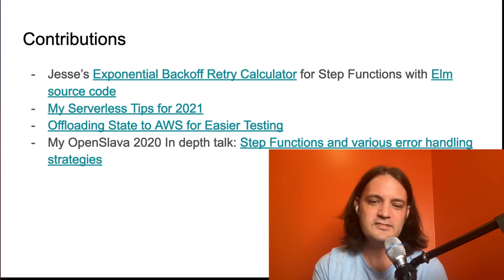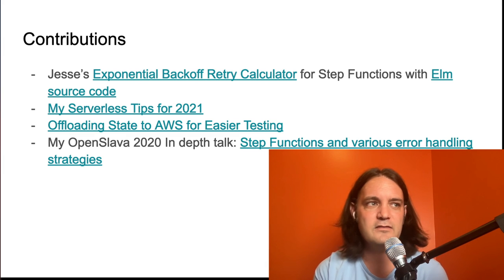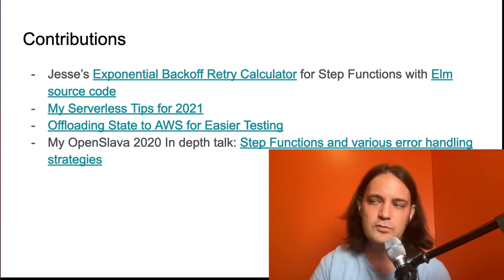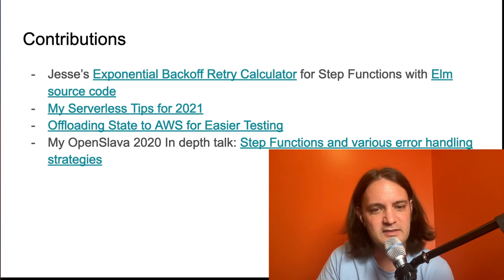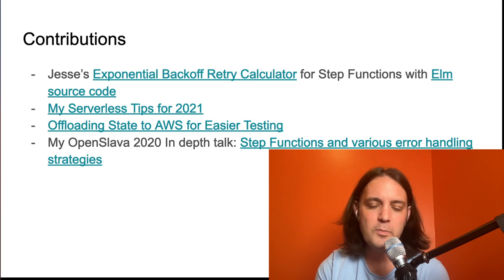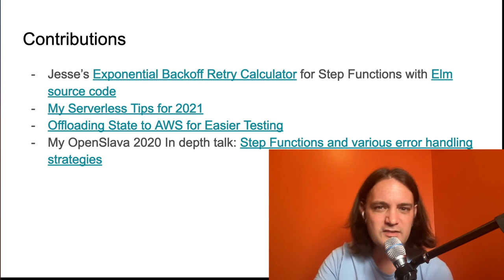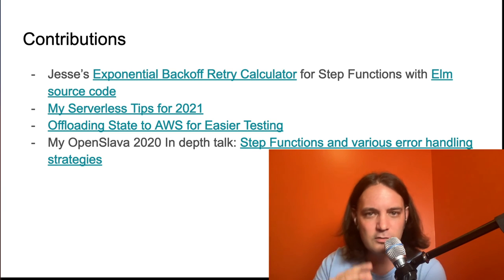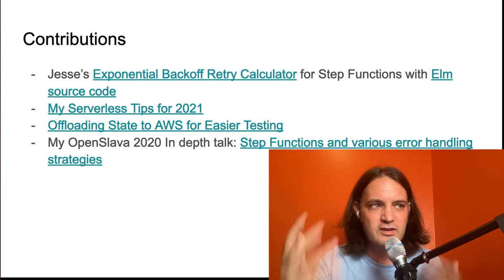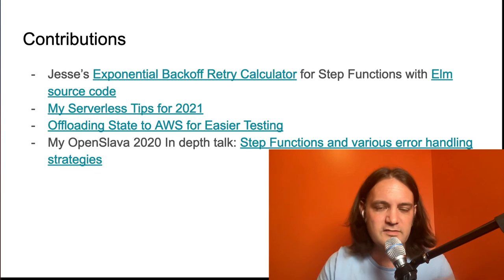And offloading state to AWS. A lot of people forget that you don't have to do as many side effects if you offload that state to AWS. So it helps in testing as well. And OpenSlava, I got to give a talk on trying to do all the orchestration. So it covers this, it covers Lambda. It's a different angle. So it's not just step functions. It's more like giving an example of how you would parse through all these things. So if you're looking for a different angle, that's a talk I did last year.